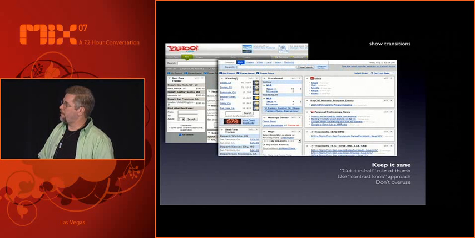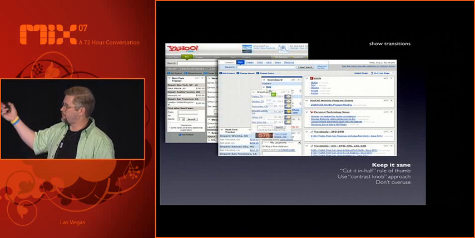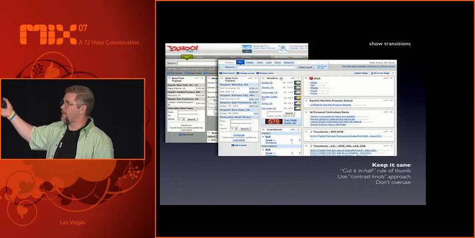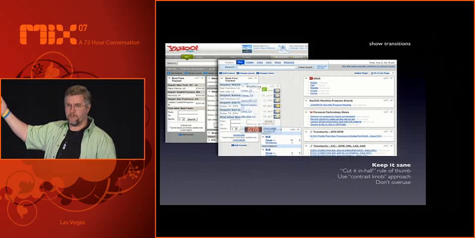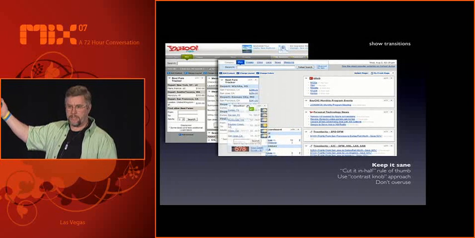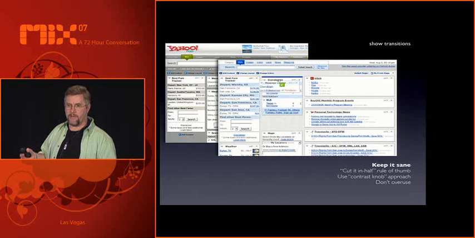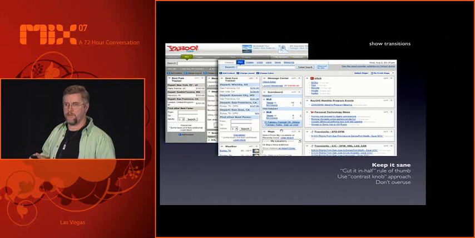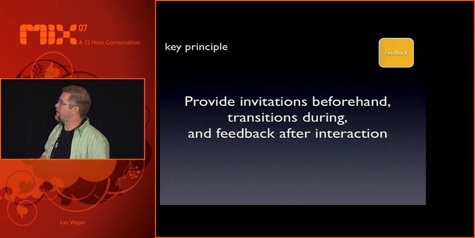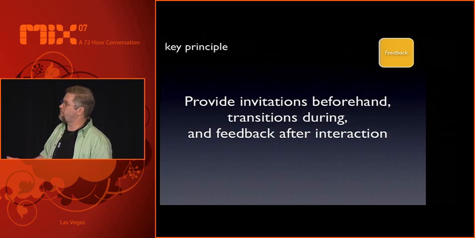And over time, and I wasn't even actually talking to the team, I was talking about this phenomenon, but I noticed that they actually sped it up through user testing and other things and got it going faster. You don't need a lot. The brain can fill in the gaps. You just need a little hint. So providing invitations beforehand, transitions during, and feedback after interaction, really this set of principles.